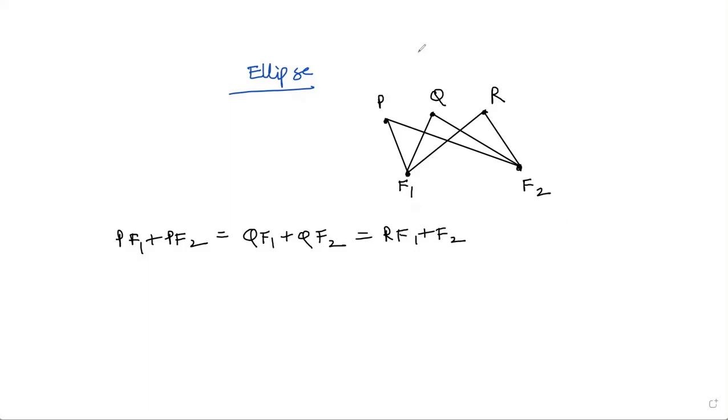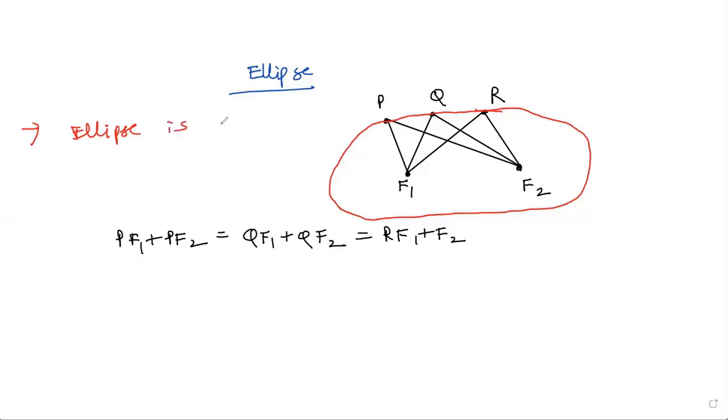And if I take a collection of all of these points for which the sum of the distances from the two fixed points is the same, and if I join all such points, then we'll get something like this, and this is an ellipse. So if we say the entire thing in one line, an ellipse is basically the set of all points in a plane. That is very important. It should be in a single plane.